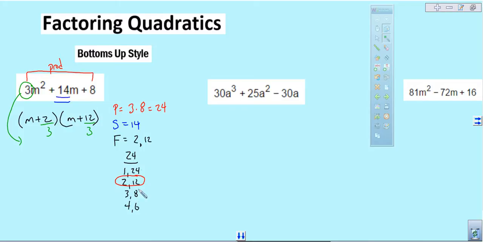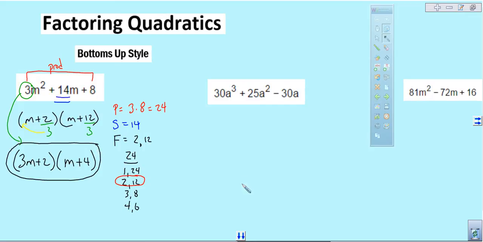From there, we simplify if we can. In this case, 3 does not go into 2. That's why it's called bottoms up, because you're seeing if the bottom will go up into the top. Since 3 does not go into 2, we move that 3 out in front, so this factor becomes 3m plus 2. On the next one, we look to see, does the bottom go up? Sure enough, 3 goes into 12, and we get m plus 4. Those are our factors.